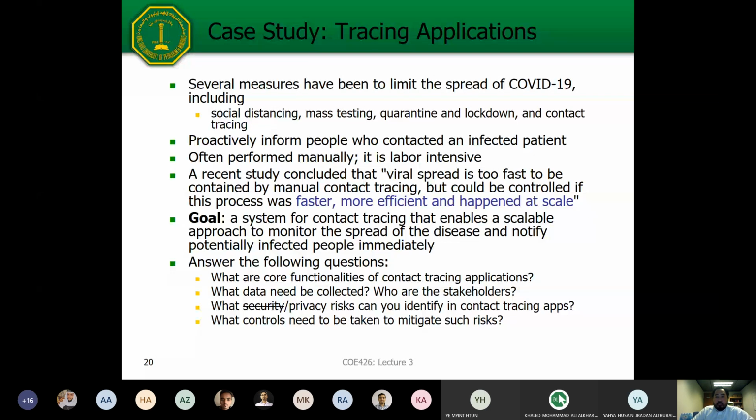Okay, let's start with group 7. Who's going to speak up from group 7? Ammar. Who spoke last week? Abdullah Al-Sheikh.